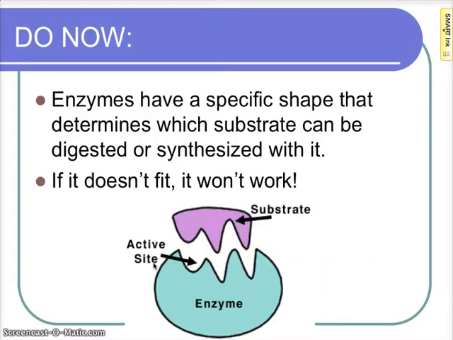You should have remembered that enzymes have a specific shape. And remember that shape determines what substrate it can join with in order to be digested or synthesized. If it doesn't fit, it won't work. Remember that shape determines function. So notice in our picture here, our substrate has the opposite shape, rather, as the active site of our enzymes, in which case it will work and be able to digest the substrate into multiple pieces.